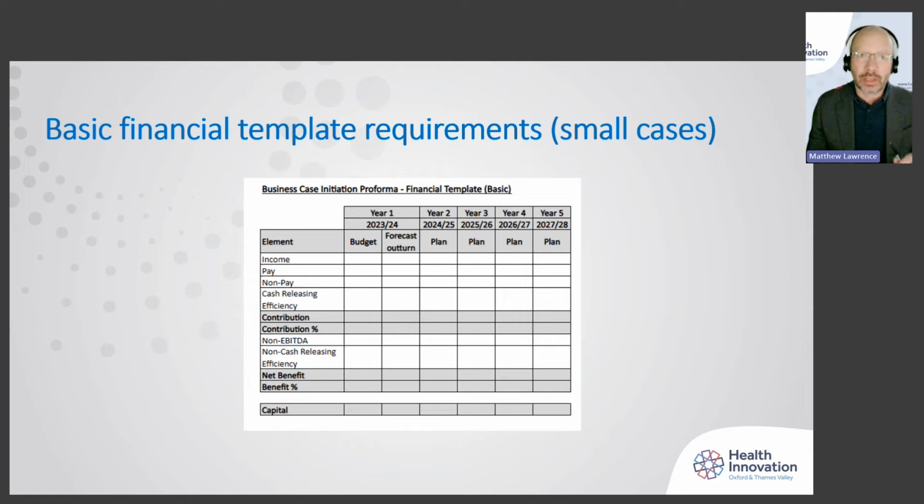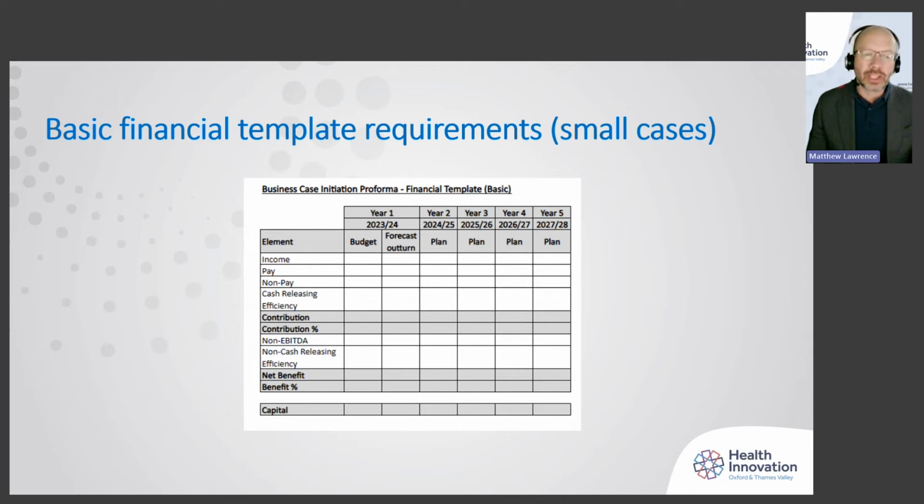This one is a 5-year one, looking at different things. So a budget, what they're expecting in the year, what's going to happen, the plans for future years, and they're looking at income, the money that might come in because of this, paying staff, non-pay, the things around all those things that aren't pay, and what's the efficiency going to be? What's it going to contribute? That's percentages, earnings before interest, tax, depreciation, and amortization. The accountants out there will catch me on that one. Essentially, that's trying to strip out things that might skew how you're looking at the numbers, and then non-cash releasing efficiencies, things that don't save cash, but they're other efficiencies. We'll get more things done, things like that.